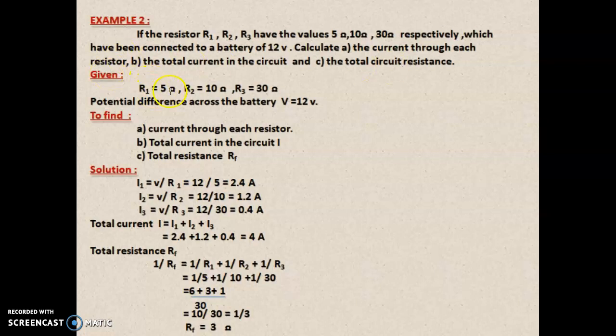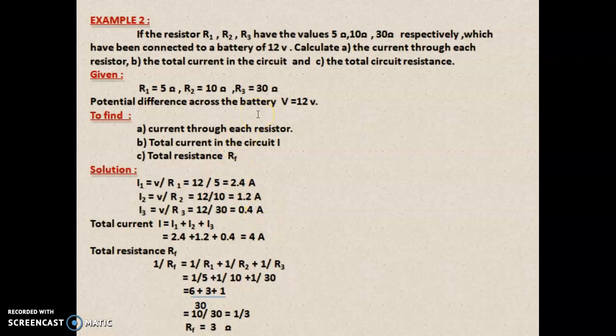Given: R1 is 5 ohm, R2 is 10 ohm and R3 is 30 ohms. The potential difference across the battery is 12 volt. To find the current through each resistor, the total current in the circuit and the total resistance Rf. I1 is equal to V upon R1, so 12 upon 5, that is 2.4 ampere, and I2 is equal to V upon R2, that is 12 upon 10, that is 1.2 ampere, and I3 is equal to V upon R3, that is 12 upon 30, that is 0.4 ampere.